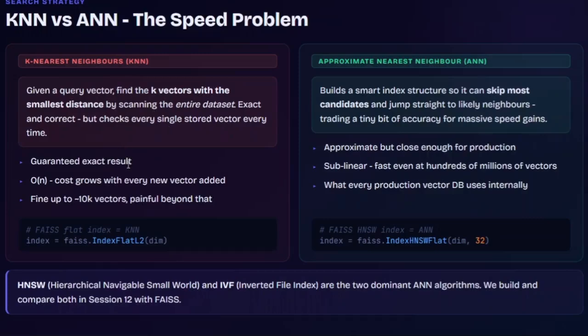So k nearest neighbor is hardly used. Mostly the approximate nearest neighbor search strategy is adopted by every vector database. HNSW and IVF, which is inverted file index, are the two dominant ANN, approximate nearest neighbor, algorithms. We will discuss them in the next session, 12.